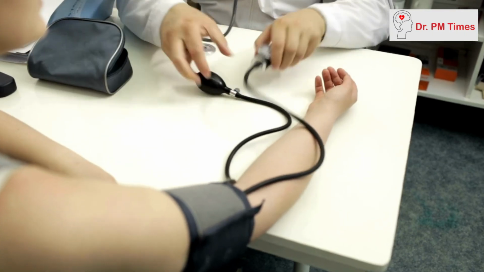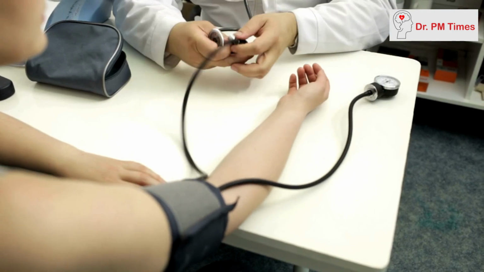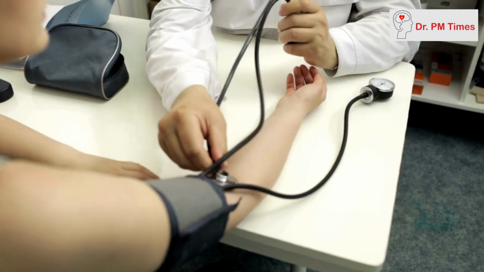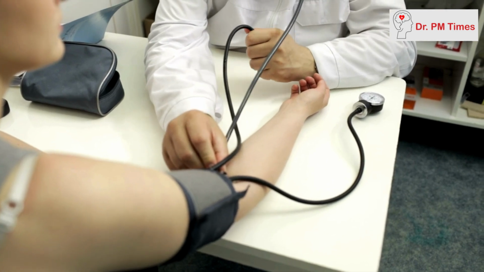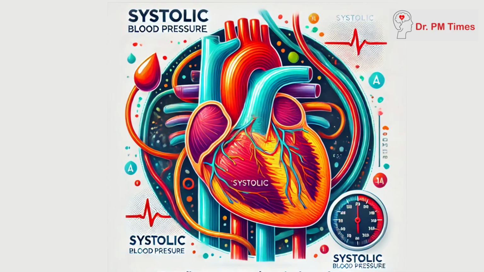We record this by tying a cuff and connecting it to a mercury manometer, which is called a sphygmomanometer. The pressure exerted by the blood column is transmitted and recorded by the elevated mercury column, which we note down. So, two pressures we usually note. One is systolic pressure, the other is diastolic pressure. Now, what is systolic pressure? Systolic pressure is the maximal recordable pressure during a cardiac cycle.